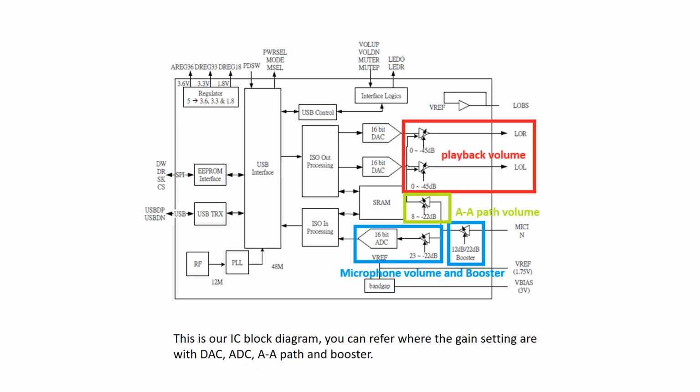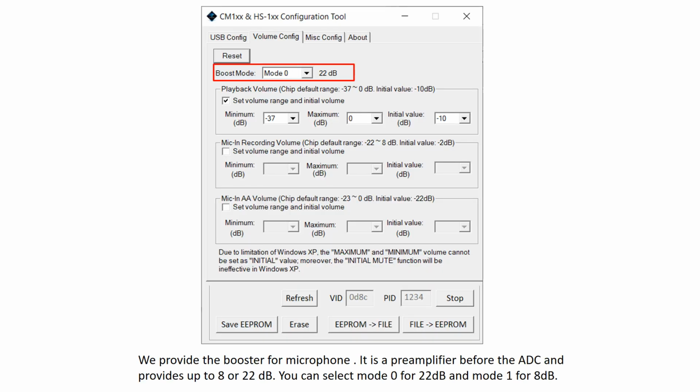This is our IC block diagram. You can refer to where the gain settings are with the DAC, ADC, AA path and booster. We provide the booster for the microphone. It is a preamplifier before the ADC and provides up to 8 or 22 dB. You can select mode 0 for 22 dB and mode 1 for 8 dB.